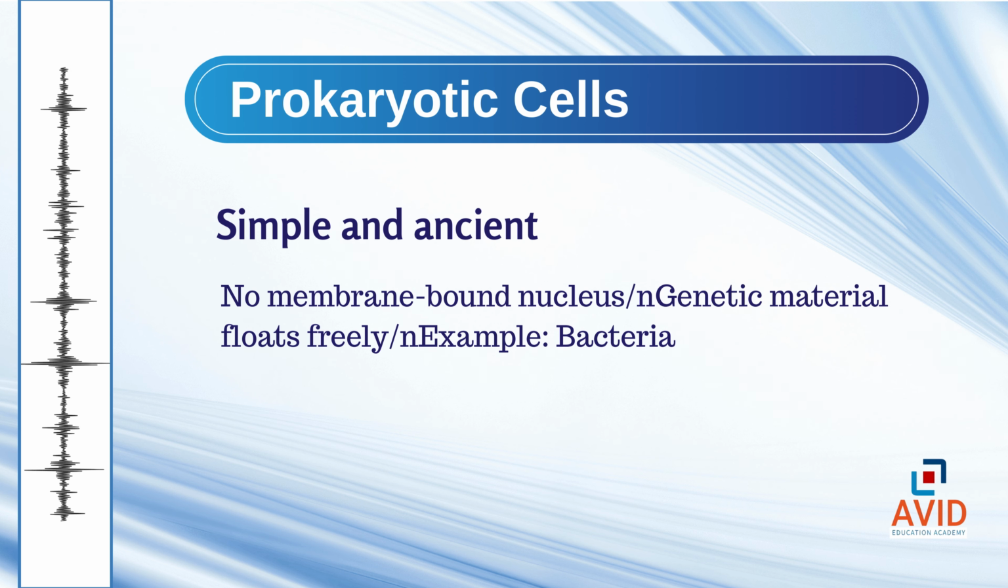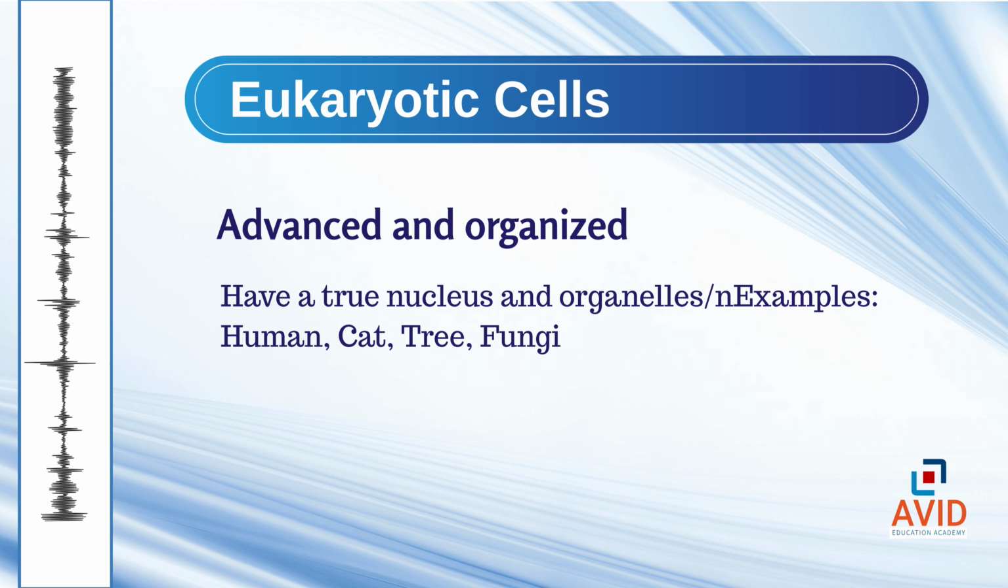On the other hand, we have eukaryotic cells. These cells are more complex and well organized. They have a true nucleus, meaning their DNA is safely packed inside a membrane. They also have other specialized structures or organelles like mitochondria, chloroplasts in plants, endoplasmic reticulum, and so on. Examples of organisms with eukaryotic cells include humans, cats, mushrooms, and trees. हम जैसे सभी जीवों के शरीर यूकेरियोटिक कोशिकाओं से बने होते हैं.